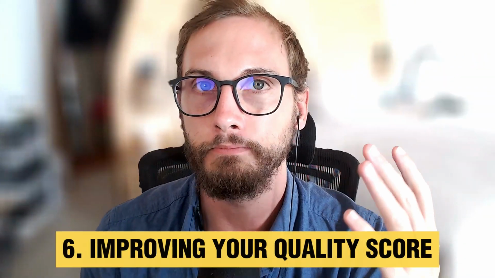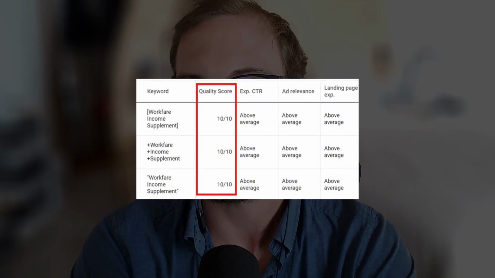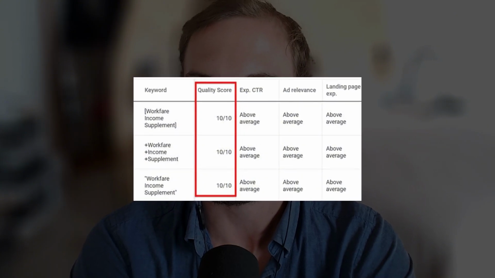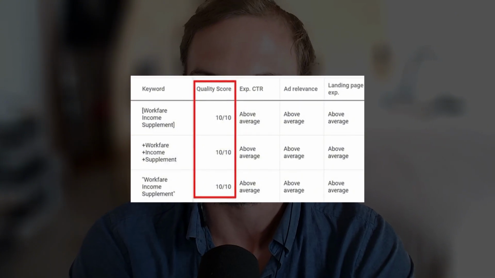Number 6 is improving your quality score. One of the best ways to stretch that $500 budget is by improving what's called quality score. A higher quality score leads to lower cost per click, which is super important when every dollar matters. Google's quality score is basically a way that Google measures how relevant your ad is to the searcher. It's based on keywords, ad copy, and how your landing page fits together, and how they all work together. So to improve your quality score, everything needs to line up perfectly.